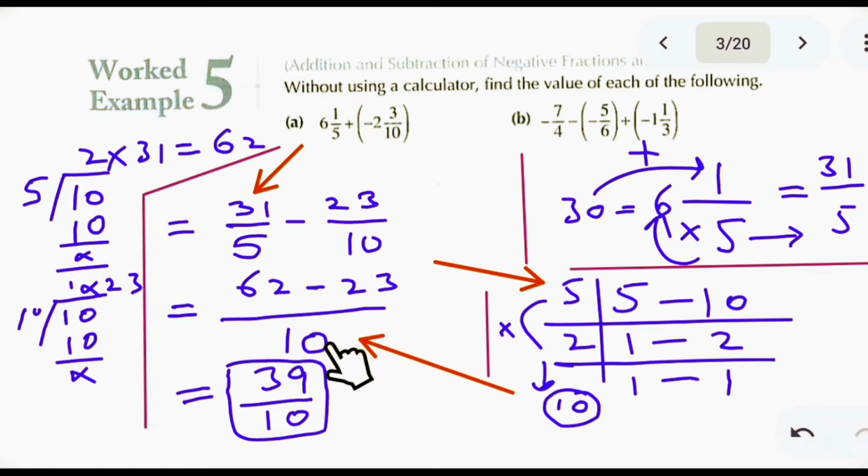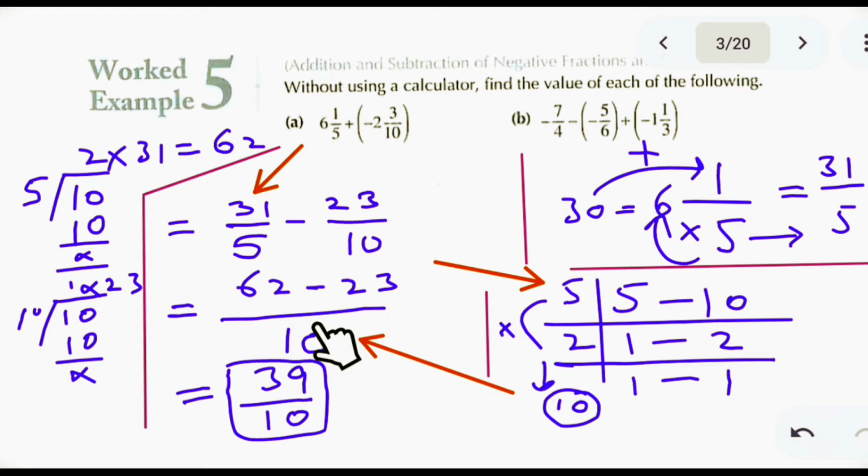Then once we find the LCM, that is 10, first we will divide it by the denominator of the first fraction. 10 is divided by 5 and we get the answer 2. The answer will be multiplied with the numerator of this fraction. So the thing to remember is that the LCM will first be divided by the denominator, and the answer of the division will be multiplied with the numerator, and that answer will be written over here. Like 31 was multiplied by 2 to get 62, and the negative sign will appear as such.